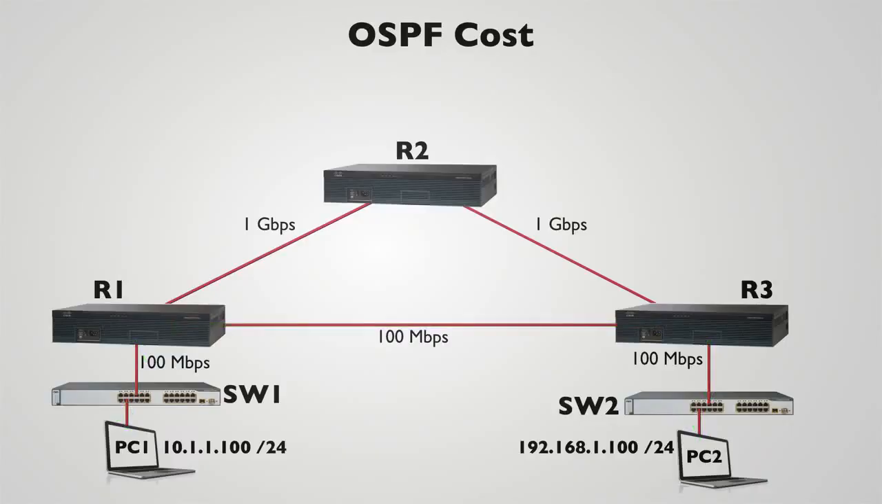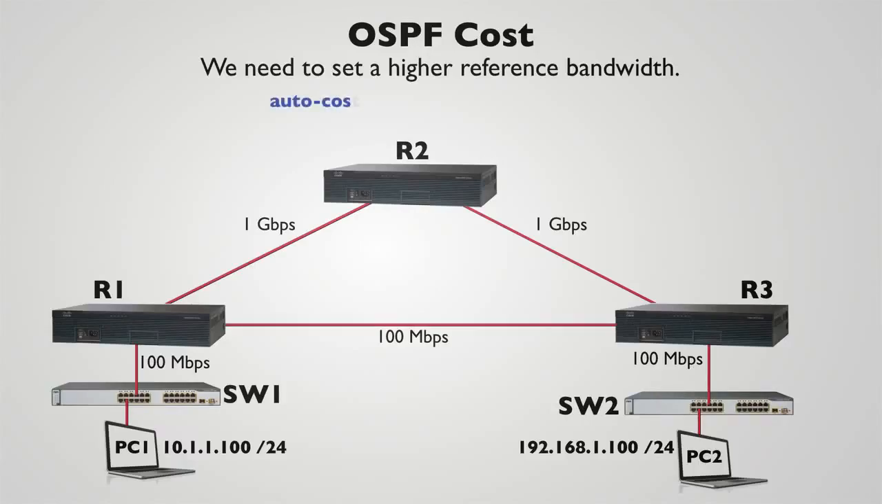Well, to address this issue, which is going to be more and more common on today's networks as we have higher and higher interface speeds, we need to set a higher reference bandwidth. We can do that in router configuration mode. In fact, when we get into the OSPF configuration videos later, I'll show you how to do this. But here's the syntax. In router configuration mode, we can say auto-cost reference-bandwidth and give a value.